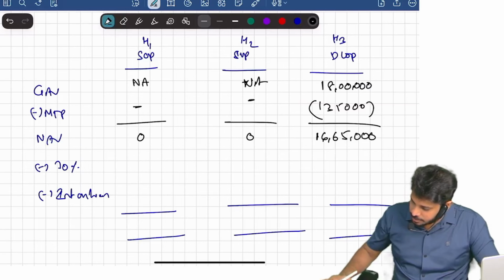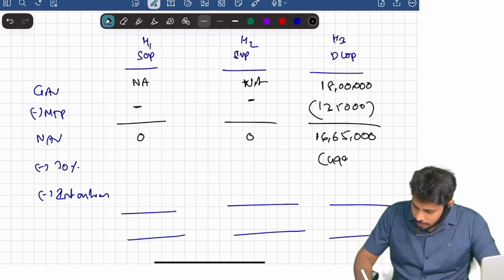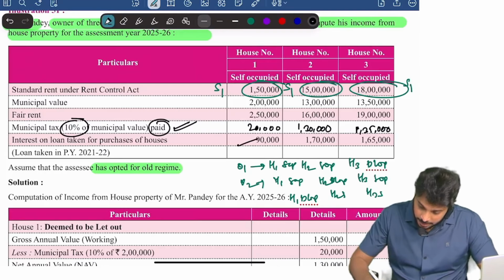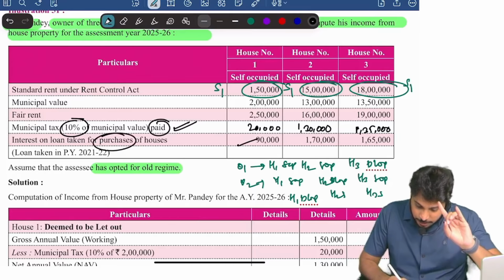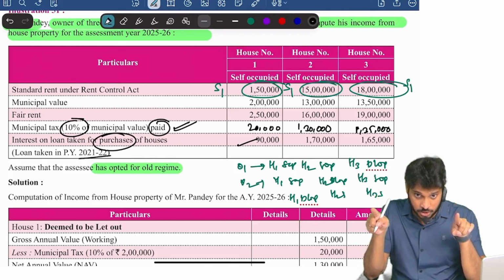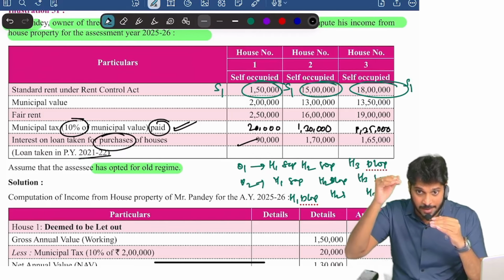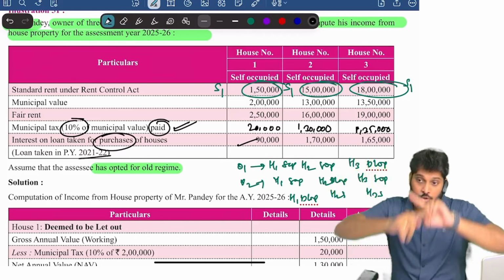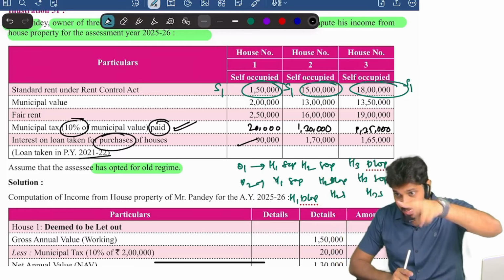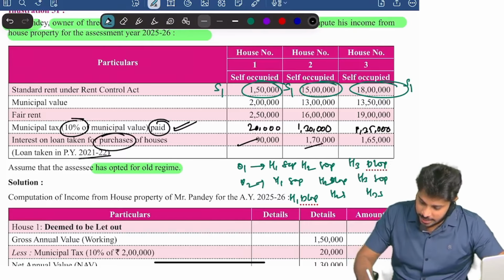is equal to 16,65,000. 30% is what? 4,99,500. Here not applicable. Whereas interest is there, 90,000. Remember, interest is for purchase. Loan is taken in 21-22. For property where NAV is equal to 0, maximum interest claimable per house is 2 lakh. That too, total for entire SOP put together, maximum how much you can claim? 2 lakh. That's it. So 90 plus 170.